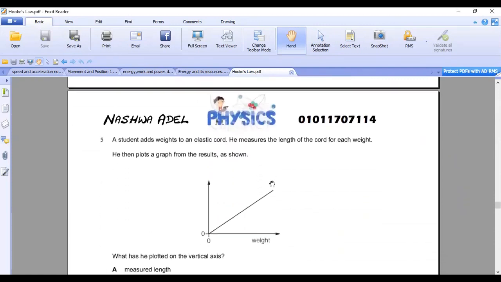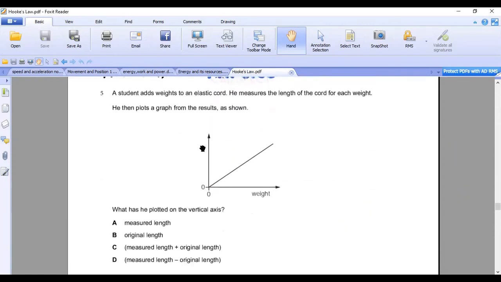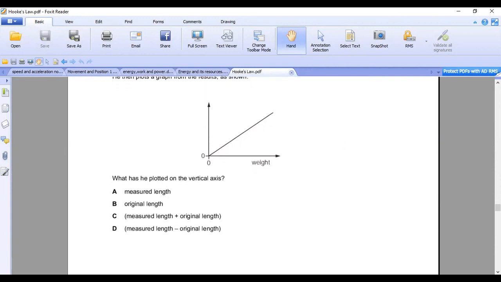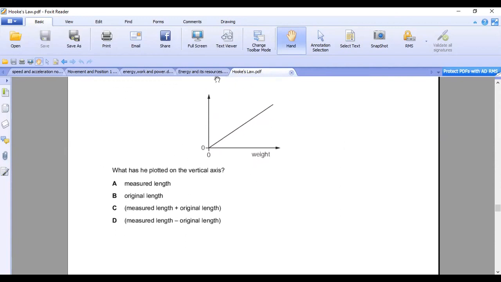Okay, let's have another question here. A student adds weight to an elastic cord. He measures the length of the cord for each weight. He then plots a graph and the result is as shown. Okay, in the graph here I have weight. Weight here means the load or the force. Okay, what should be written here? Of course, because it starts from zero, we must write here an extension.